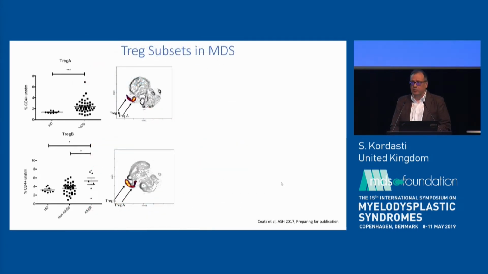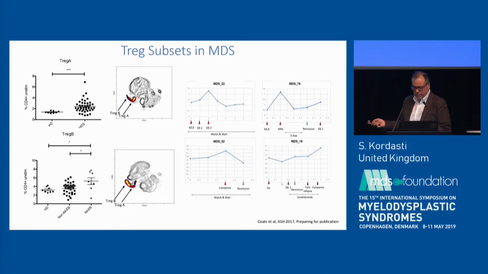What happens in MDS is even more interesting. Generally, in MDS, the dominant population is Treg A. Treg A are less suppressive, less proliferative, and they are not that suppressive immediately. But as the disease progresses, you have more of Treg B, which are very much suppressive, very much proliferative, and they can expand very rapidly.